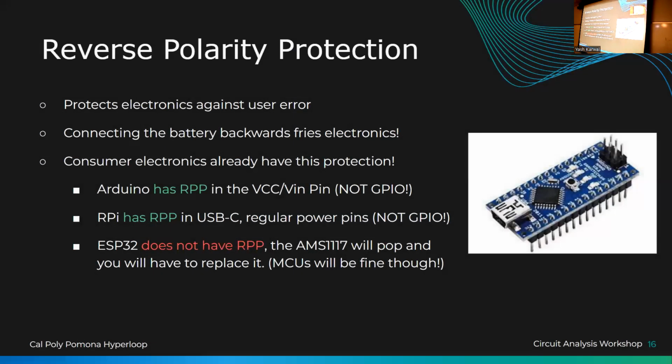All right, so earlier we talked about polarity, right? When you plug in a battery, there's plus and minus. If you plug it the wrong way, it could blow up, like Chris said. So this is an Arduino Nano, and some chips already have protection on them. On here, it already has reverse polarity protection.